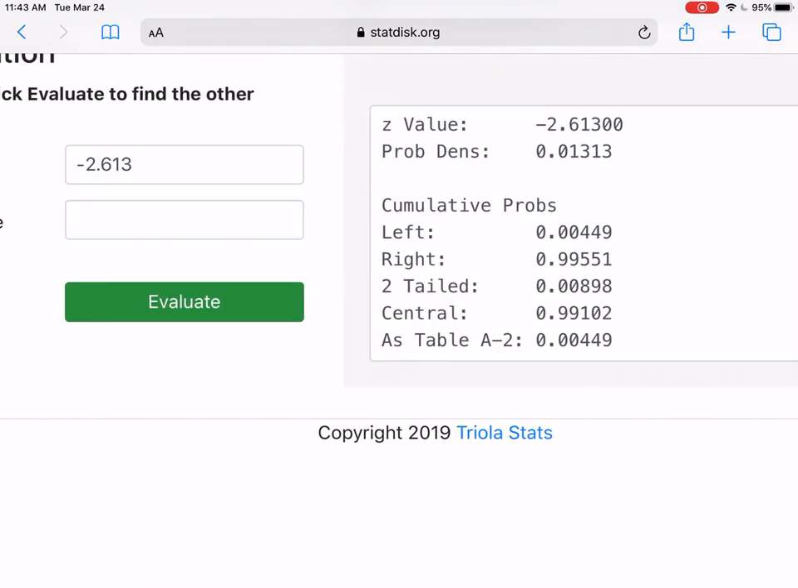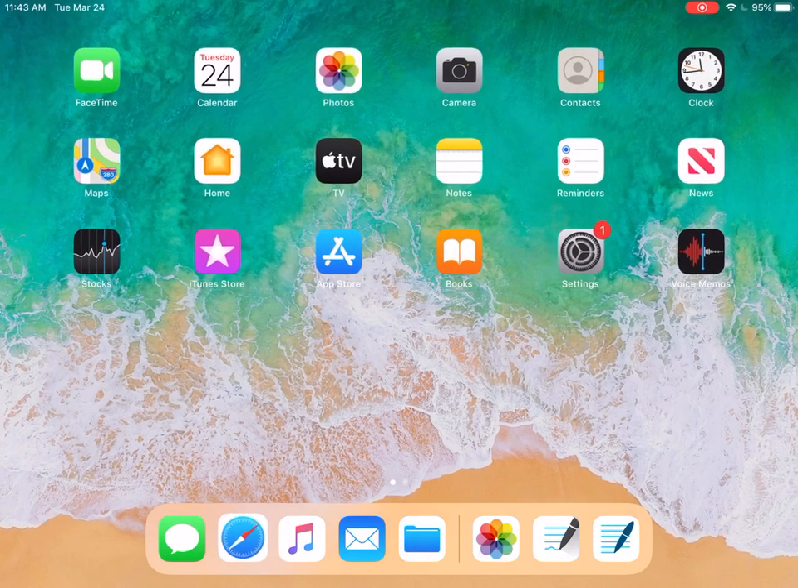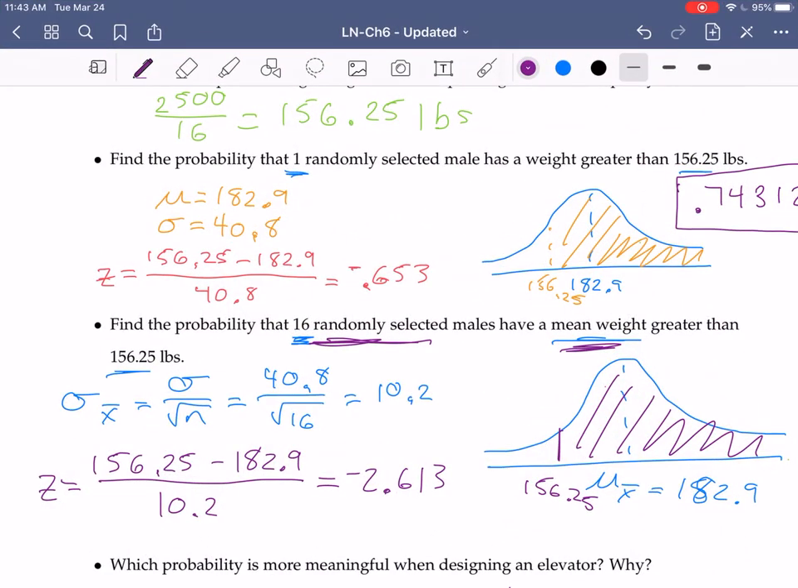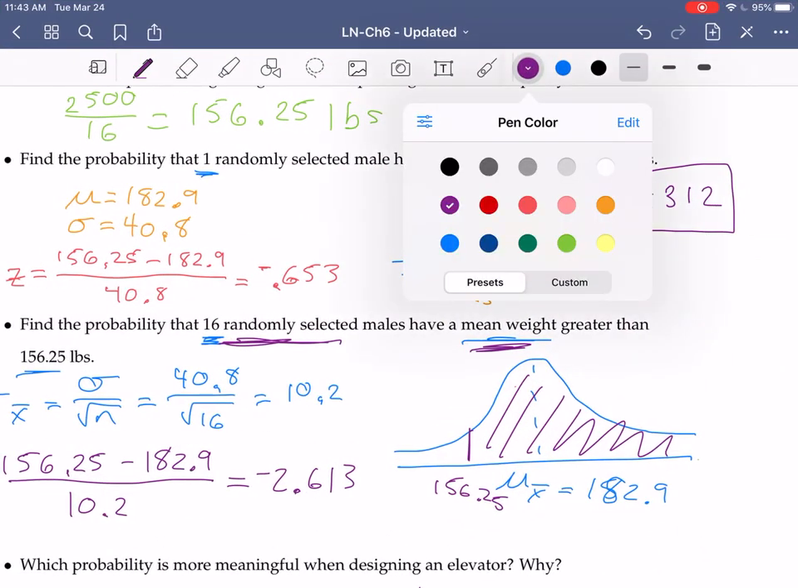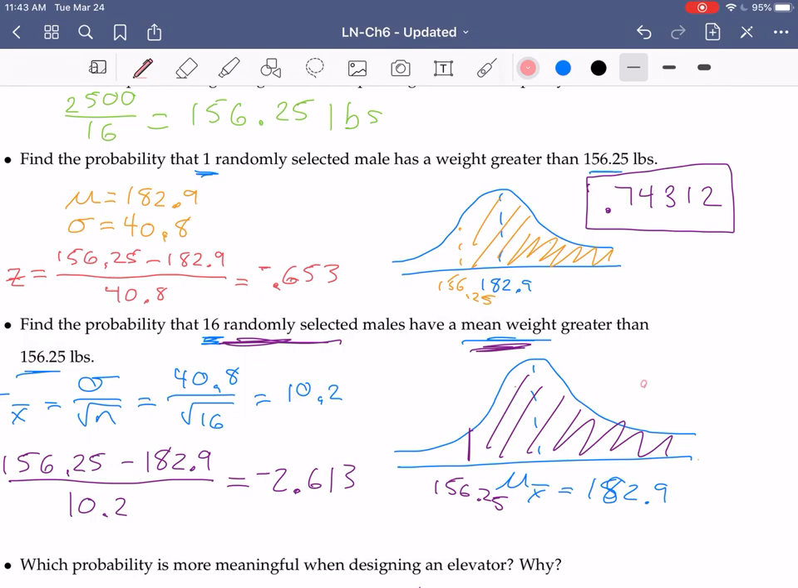Right? And so we plug that in as the z-score, and we evaluate that. It gives us lots of information, but we want to know what is the probability, not from the left, but to the right, and that probability is 0.99551. So our probability to the right, 0.99551.